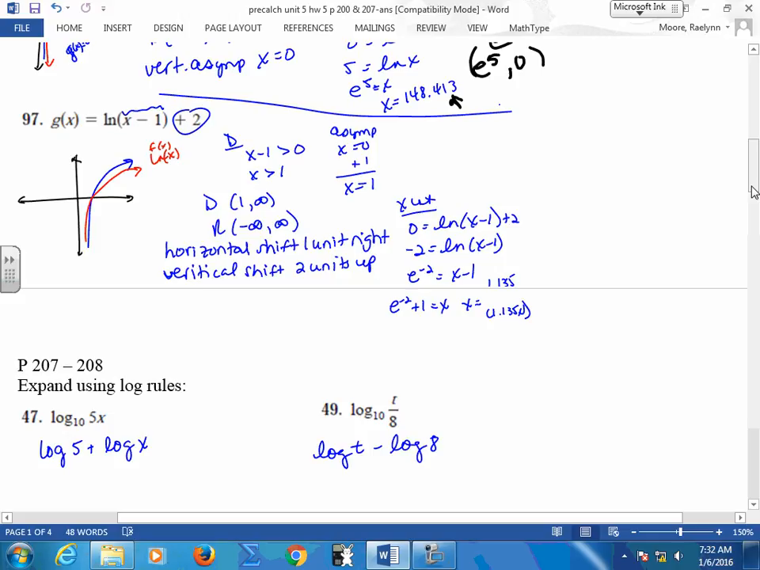97. Anybody question on this one? Okay, we've got two transformations, a horizontal shift to the right first, and then a vertical shift up 2. The range again is not going to change. Your domain, when you shift over, yes. The x-intercept, I just want to make sure it's 1.135, right?